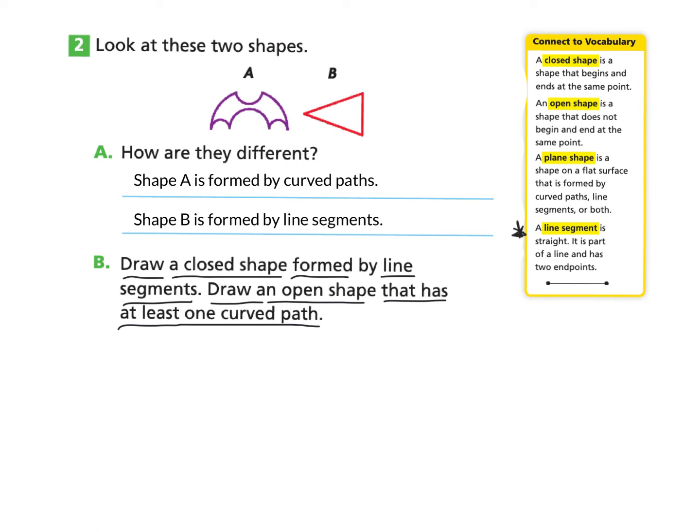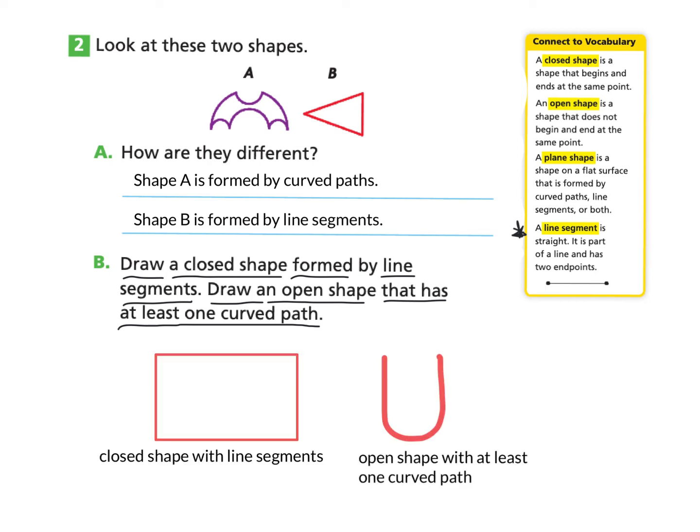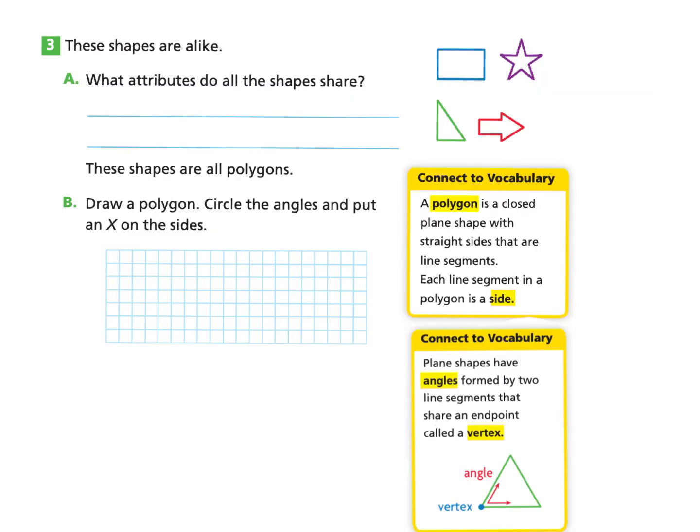So maybe you want to pause and try this part on your own, or just follow along with me. So I have drawn a closed shape with line segments and an open shape with at least one curved path. Let's take a look at the next page, page 493, part 3.